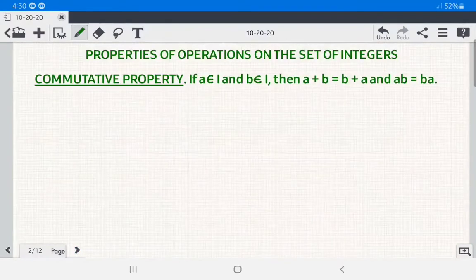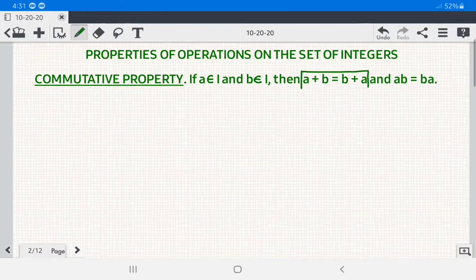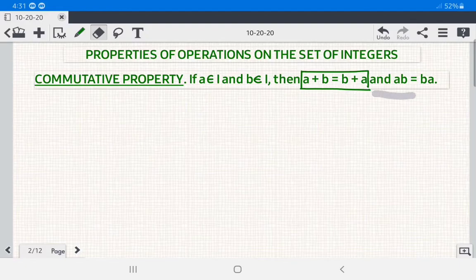Okay. Next, for the commutative property, if A is an element of I and B is an element of I, then A plus B is equal to B plus A. Okay? And AB is equal to BA.